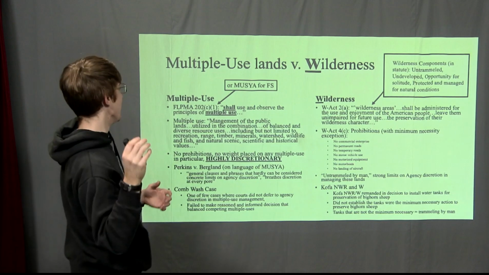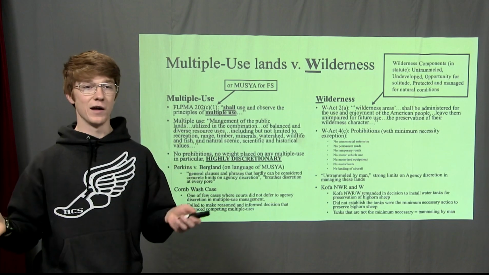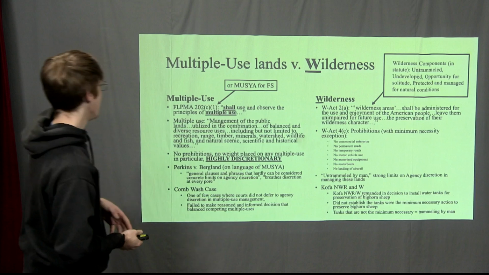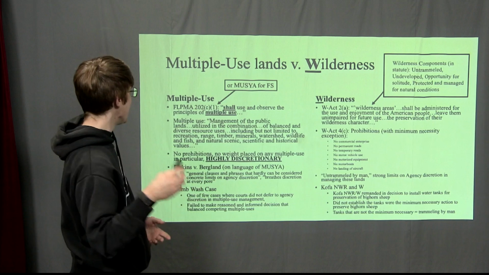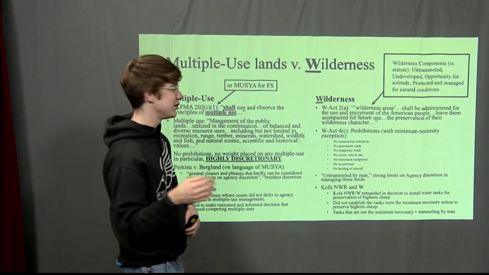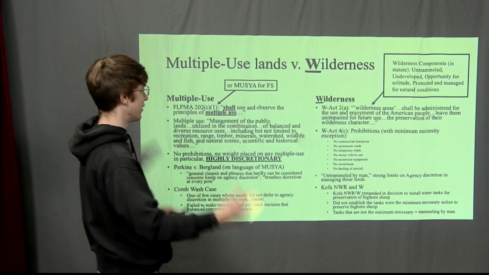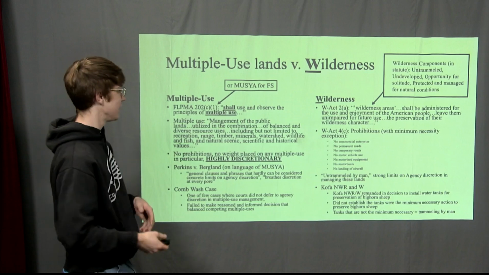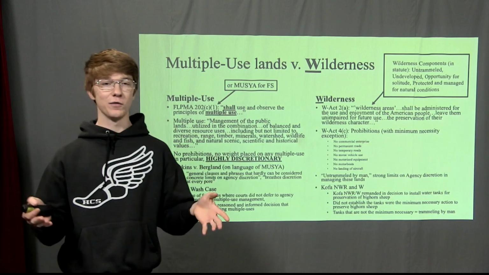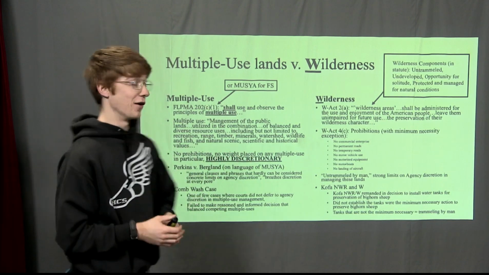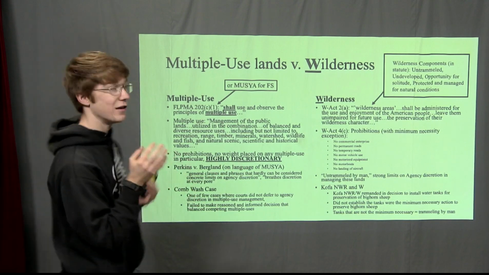But anyway, it addresses that the agency shall use and observe the principles of multiple use in their land planning decisions. And essentially, it goes on to describe multiple use, and this is a dead horse that we've beaten. It's the management of the public lands and utilization in the combination of balanced and diverse resources, including but not limited to recreation, range, timber, minerals, watershed, wildlife and fish, and natural, scenic, scientific, and historic values. So in that definition of multiple use, very broad, it throws all these different uses for land, and it doesn't place any weight on any of them in particular.